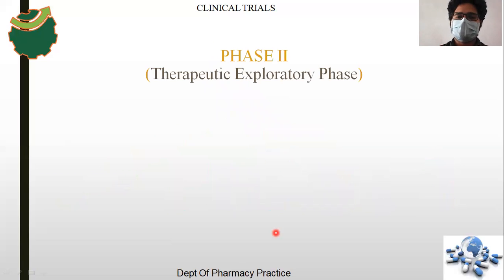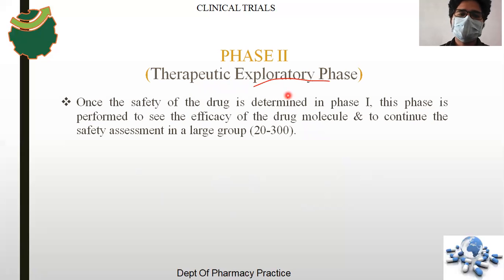Phase 2 is called the therapeutic exploratory phase. Why it is called that: this is the first time in clinical trials that we are seeing the efficacy, or therapeutic effectiveness, of a drug in humans. In preclinical trials, we used animals and saw therapeutic efficacy in animals. But after preclinical trials, this is the first time we are actively having a primary objective of seeing the drug's therapeutic efficacy. That's why we call this the therapeutic exploratory phase, right? In phase 1, we were already done with the safety of the drug, and this phase is to see the effectiveness of the drug molecule.